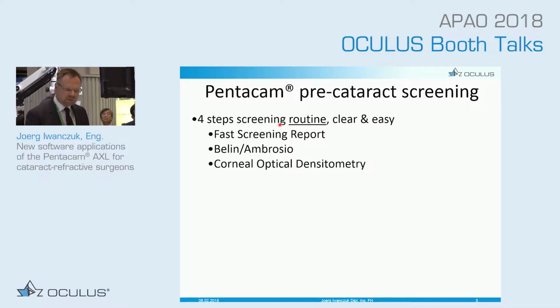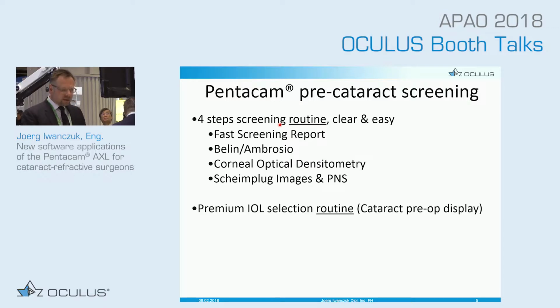We offer corneal optical density, so you see Fuchs endothelial dystrophy, you see any flaps or other abnormalities in the cornea, and we have the Scheimpflug images where you see the lens density, and we also have the grading PNS, Pentacam nuclear staging, to control femtolaser settings.